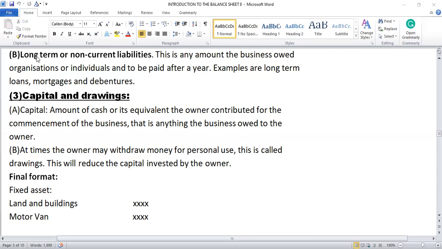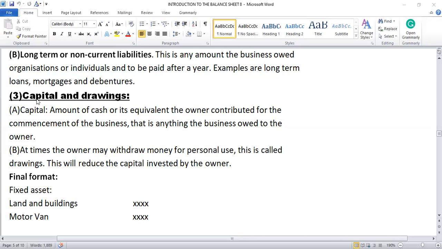We add up now what? Long-term or non-current liabilities. What's the meaning? This is any amount the business owes to organizations or individuals and is to be paid after a year. Examples are long-term loans, mortgages, and debentures. So as I've said, non-current liabilities are those debts that are going to be paid after a year. Examples are loans, mortgages, and debentures.